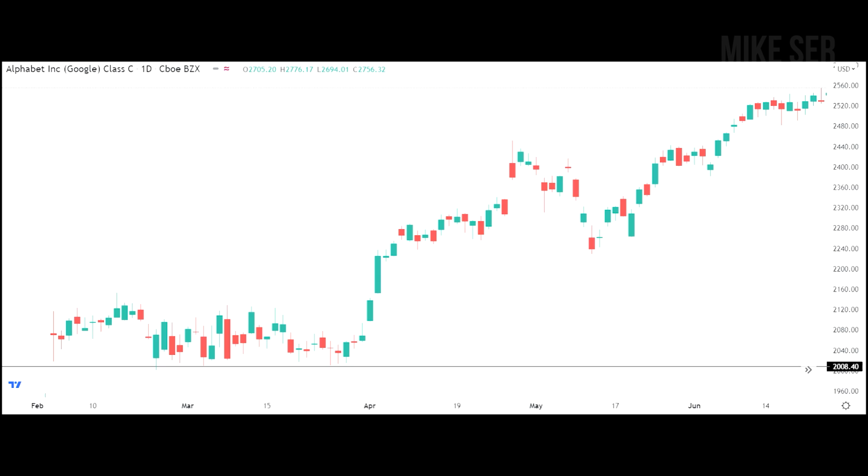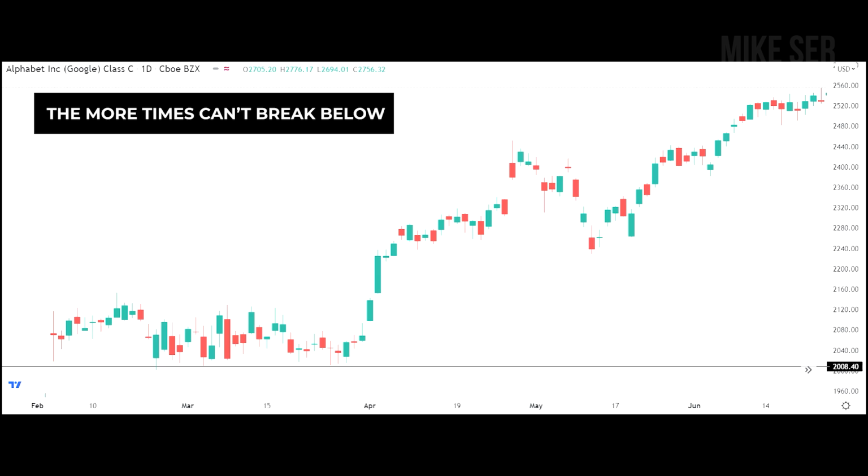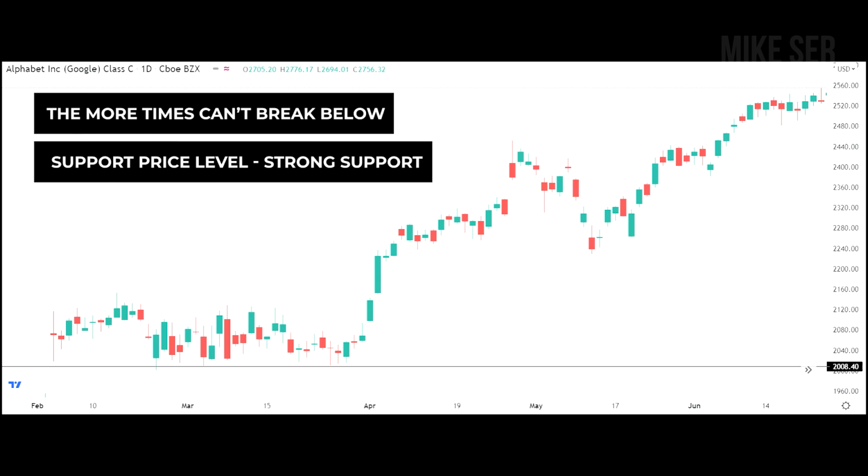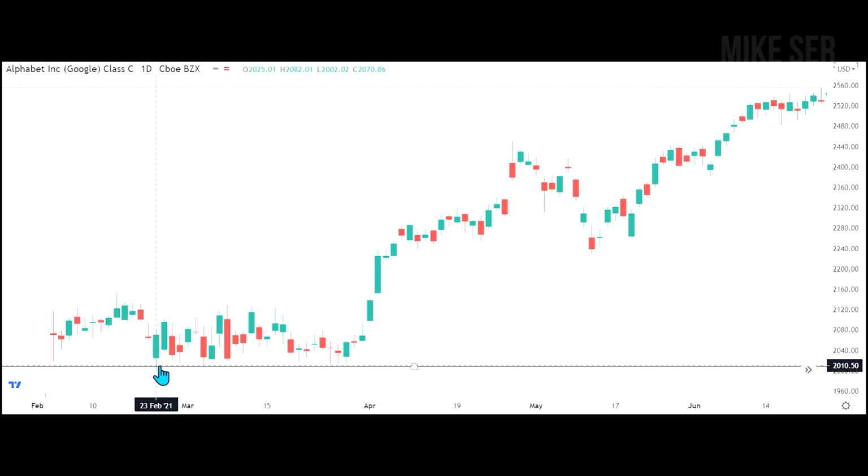It's the same thing for a price support level, where the more times a stock fails to break below a certain price level, the stronger that price support level is, and you should buy. So again, here's a chart of Google, and you can see here clearly that it can't break through this $2,000 price level, hit here once, twice, and 3 times.